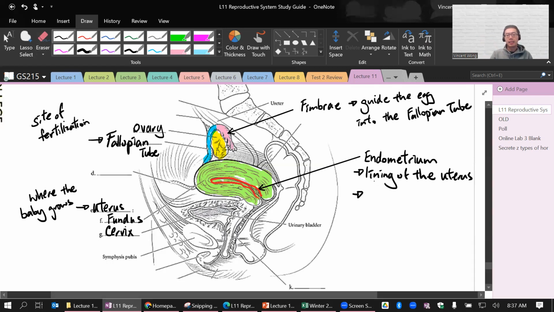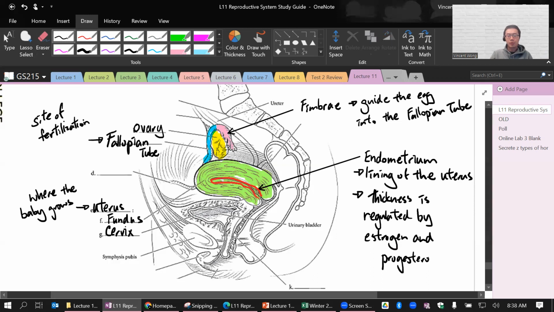So that thickness is regulated by estrogen. And what's the other hormone? Progesterone. Progesterone, that's right. Thank you. These are steroid hormones, okay, and you'll see they're actually made in the ovary.